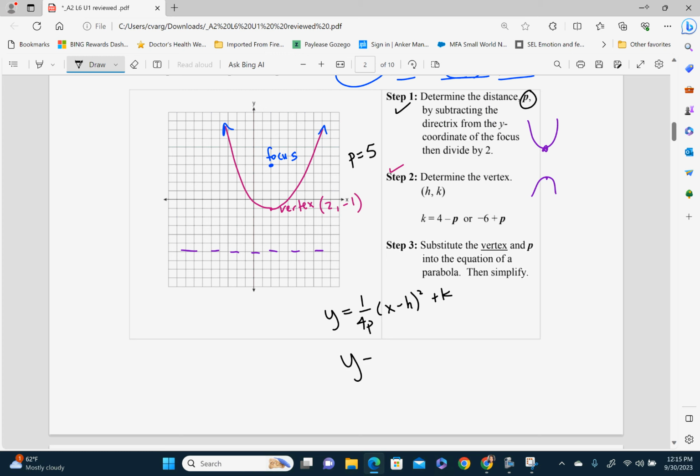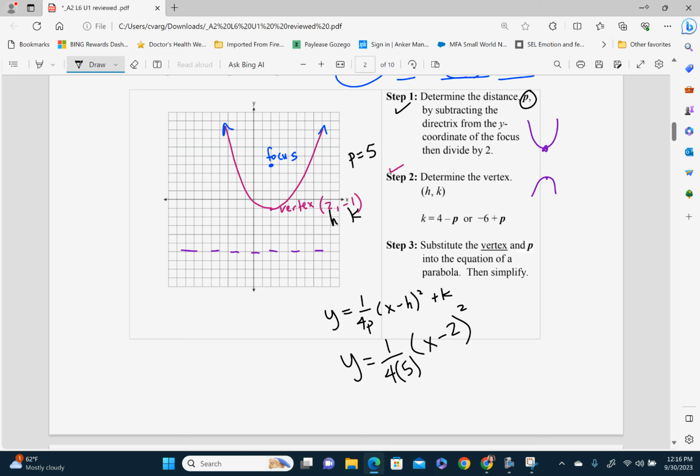So we have y equals, okay? We have a p, which we found already. p is 5. Our h and our k are these right here. This is our h and this is our k. It's always the coordinates of our vertex, never of the focus. So let's start plugging in. 1 over 4, and our p is 5. Again, it's positive because it's facing up. All right, and then we have x minus, and our h here is 2. So I'm going to do x minus 2.